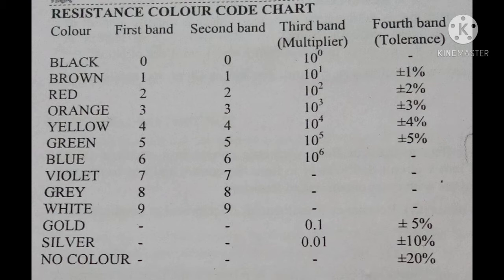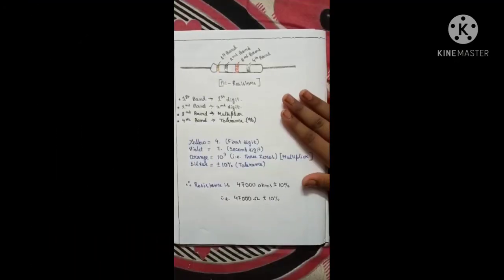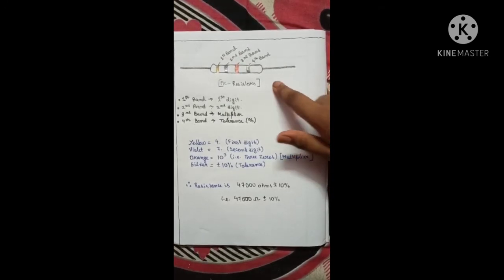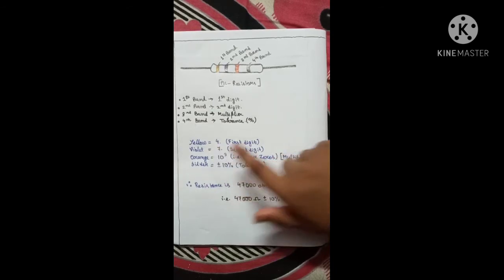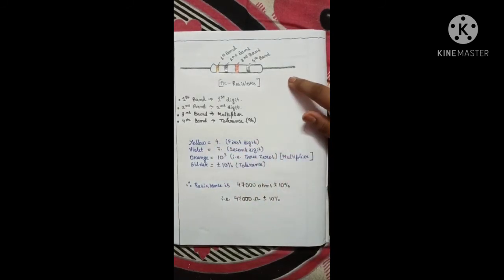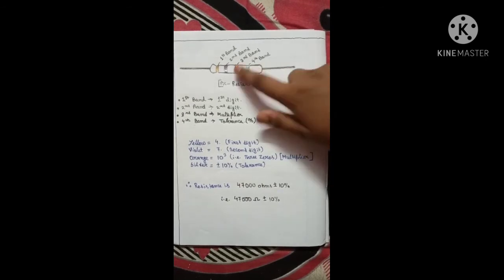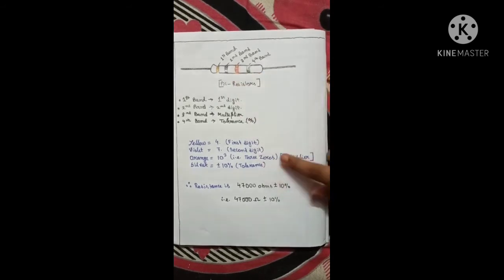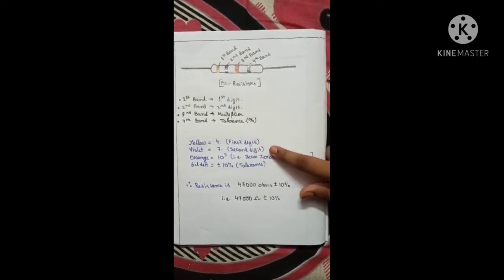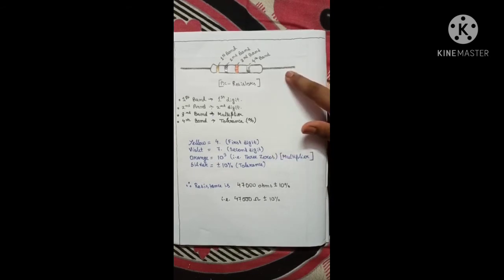Now let's see the examples. Now let's take this first example. Here in this resistor, in the first band we have yellow color, and according to the color code chart we have 4 in yellow. So 4 will be the first digit of this resistor. In the second band we have violet color, and according to the color code chart violet is 7. Similarly 7 will be the second digit of this resistor.